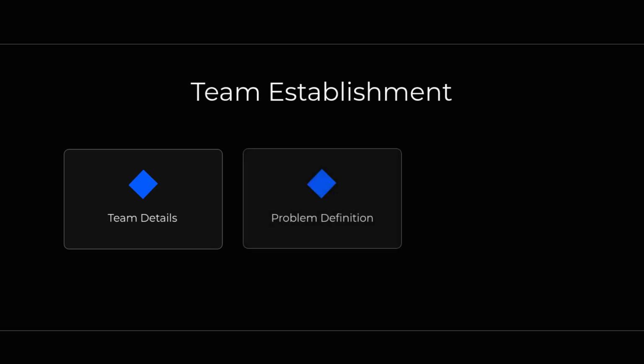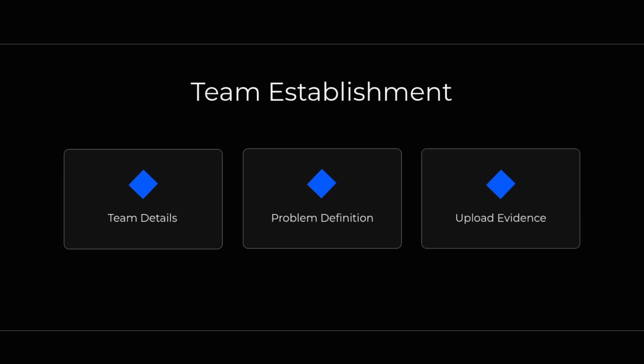Start by establishing a team within the eAuditor template. Record team leader details and roles for transparency. Define the problem using structured fields like what, who, when, and how often. Upload photos or videos for complete evidence capture. This ensures a clear understanding of the issue at hand.